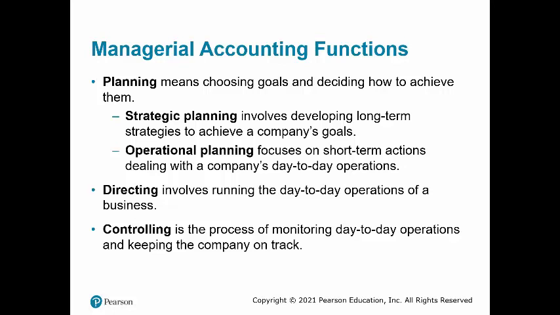And then controlling is that process of monitoring the activities of the business to make sure that the company is staying on track. So whatever those operational or strategic plans were, how well are we doing in meeting those goals? So one of the ways that managers can do this is by comparing the actual cost of the business to produce their products with what they expected to or budgeted to produce those products.